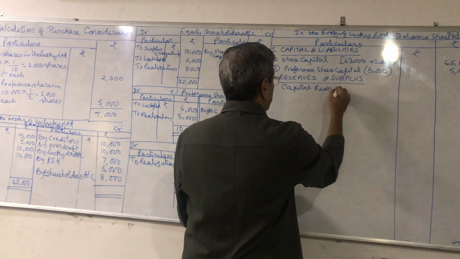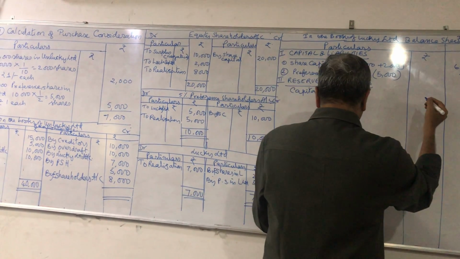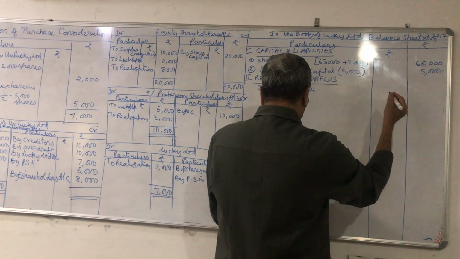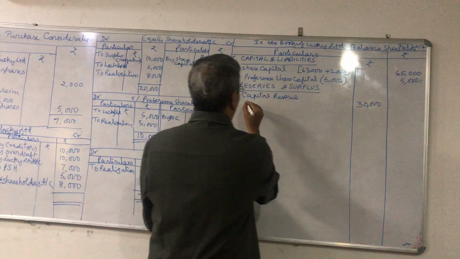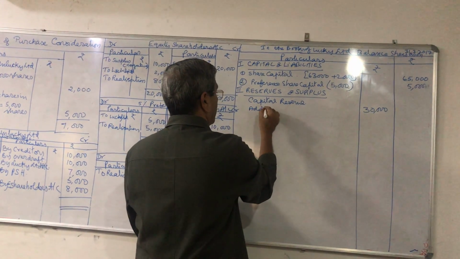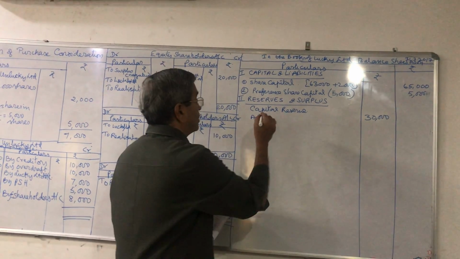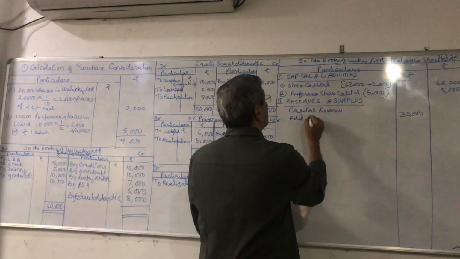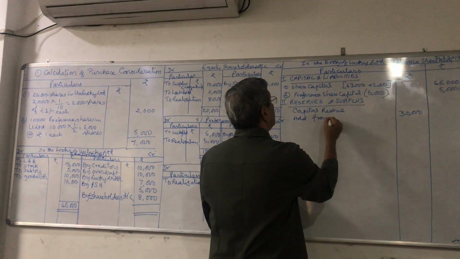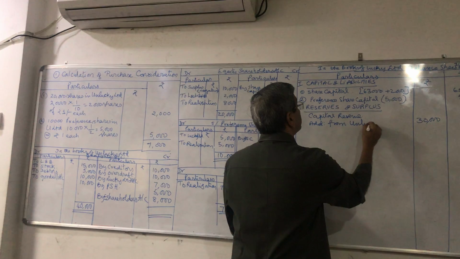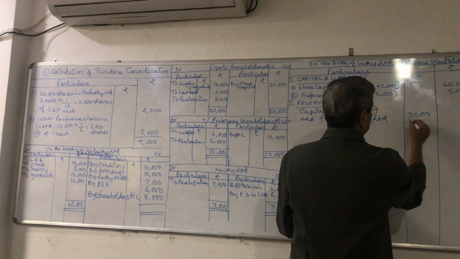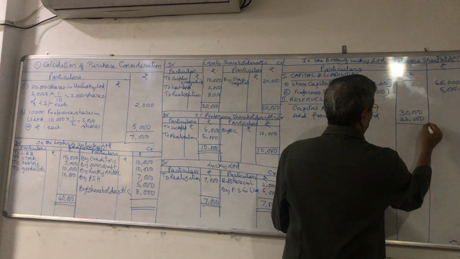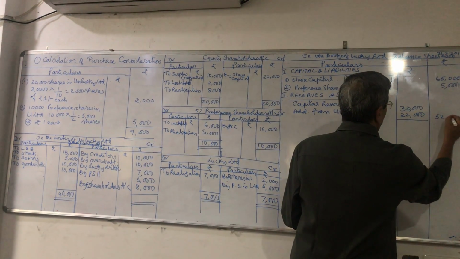that is already existing in the Lucky Limited, which is 30,000. We need to add the capital reserve from Unlucky Limited, $22,000, total 52,000. We put it in the outer column.